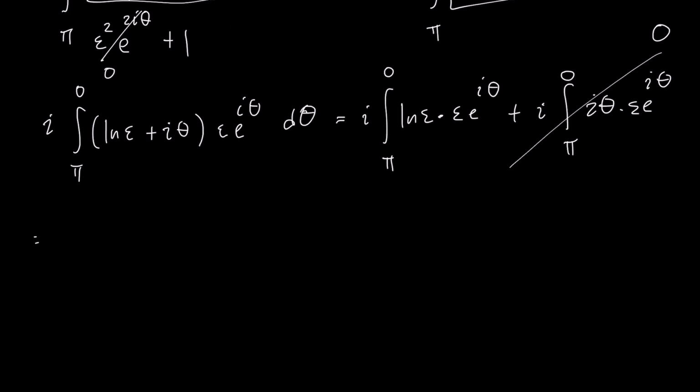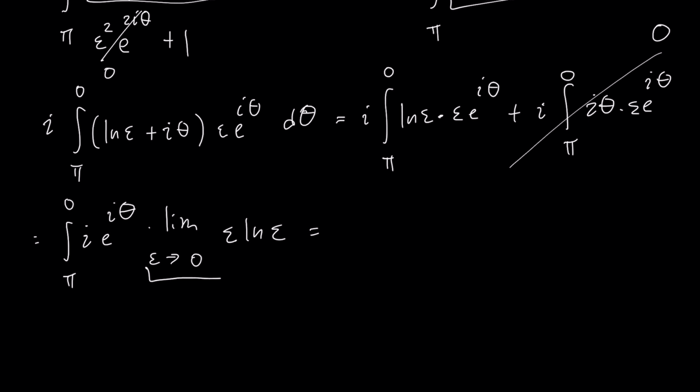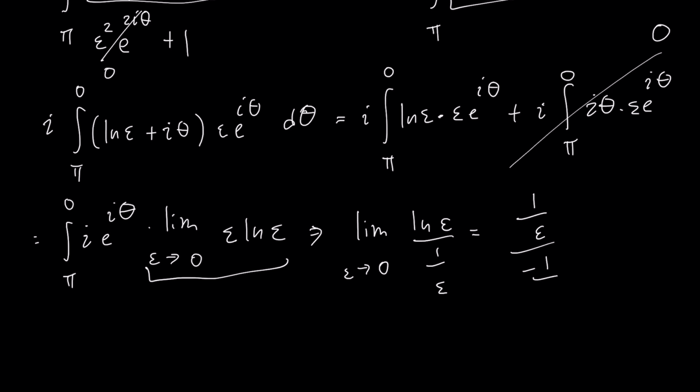And we're left with the integral from pi to 0 of i e to the i theta times the limit as epsilon approaches 0 of epsilon natural log of epsilon. And we will focus on this limit. So this is the limit as epsilon approaches 0 of the natural log of epsilon over 1 over epsilon.